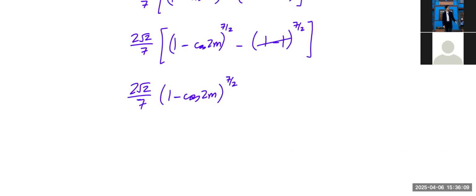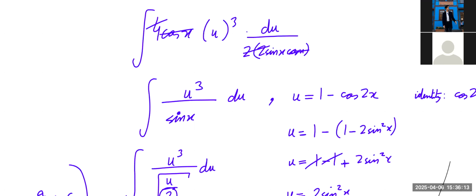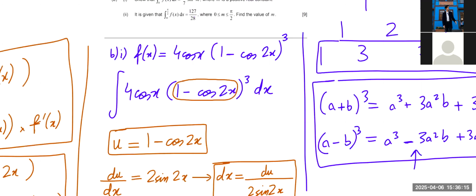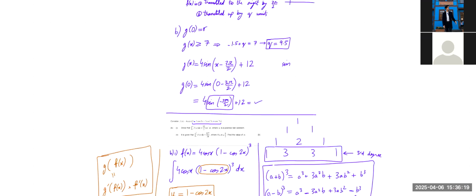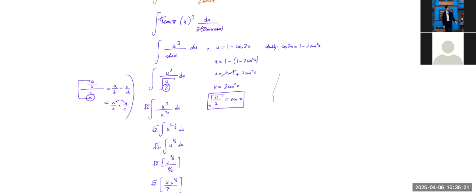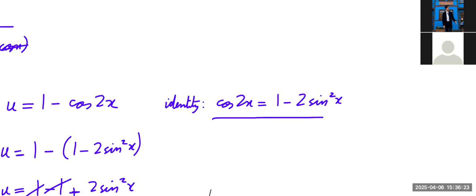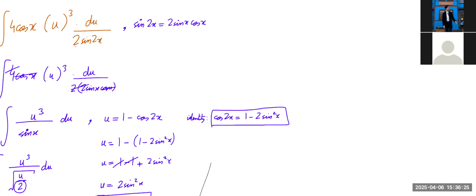So now you have this. However, the problem is the answer is supposed to look more like that: 32 over 7 sine to the power of 7m. Thankfully, we've already used something that we will use again. Let me show you.